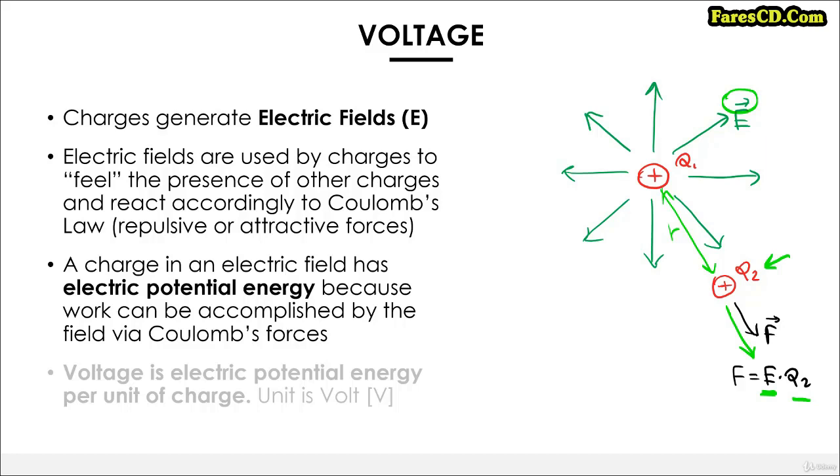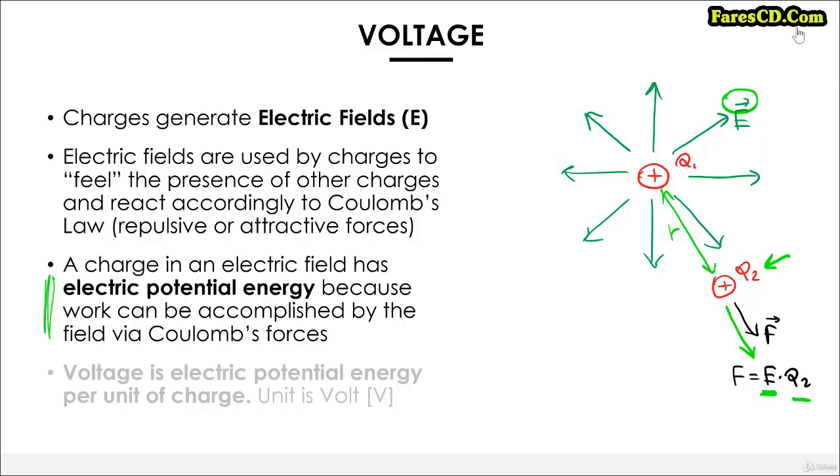So because there is the possibility of a work to be done that arises from the relative position of Q2 and Q1, we can say that Q2 has a certain potential energy. To summarize, a charge in an electric field has electric potential energy because work can be accomplished by the field via Coulomb forces.